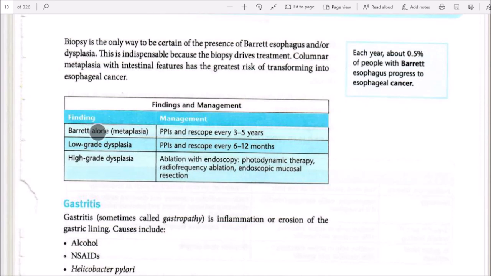Now, only Barrett's esophagus, then proton pump inhibitor and rescope in 3 to 5 years. If low-grade dysplasia, then rescope in 6 to 12 months. High-grade dysplasia, then ablation.